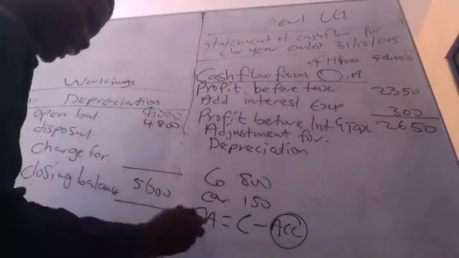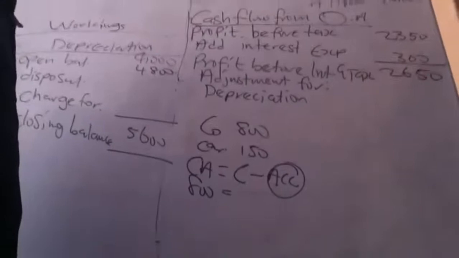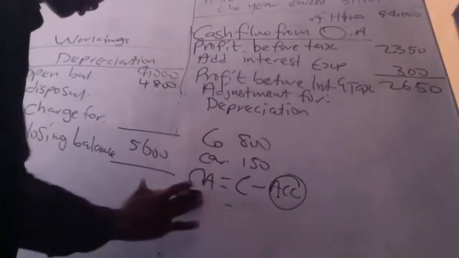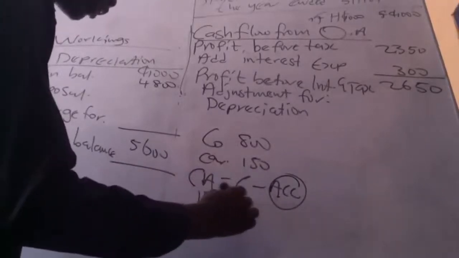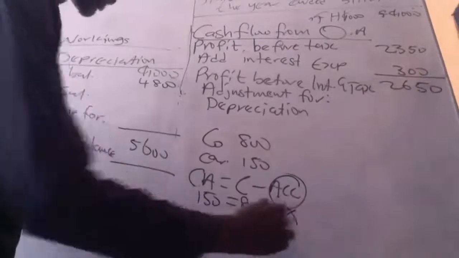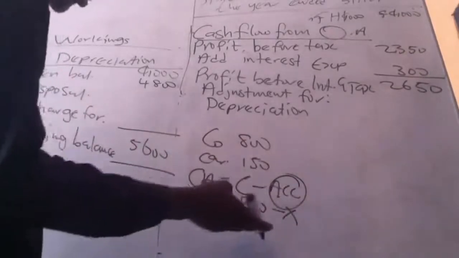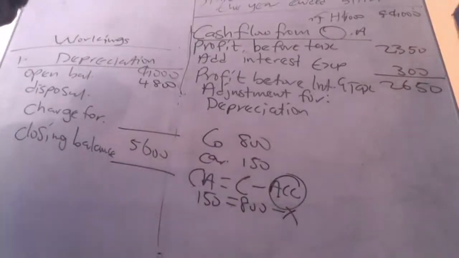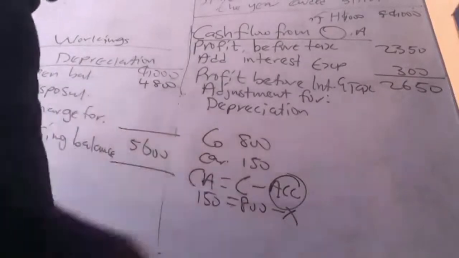Now this is what you are looking for. We know the cost to be 800, right? We know the carrying amount to be 150. So 150 is equal to 800 less something, the x we don't know. So what should we subtract from 800 so that we can get 150? That's the accumulated depreciation.